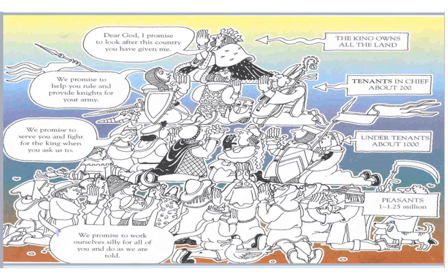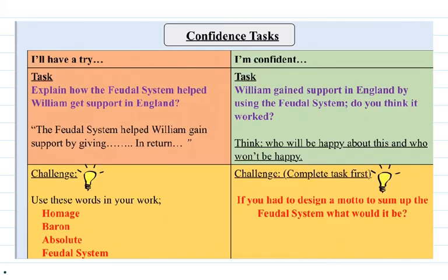And the peasants. Now, obviously, there's one king, 200 tenants-in-chief, so all this here is about 1,200 people. And then you've got 1.25 million peasants. So it's very bottom-heavy. We promise to work ourselves silly for all of you and do as we are told. Now you can understand they all are getting something quite positive and those guys aren't happy at all. And look at the way they're holding up the entire pyramid. It's all reliant on them doing their job and not kicking off. So hopefully this helps to make it make sense for you. If not, spend a few minutes looking at it just until it clicks.